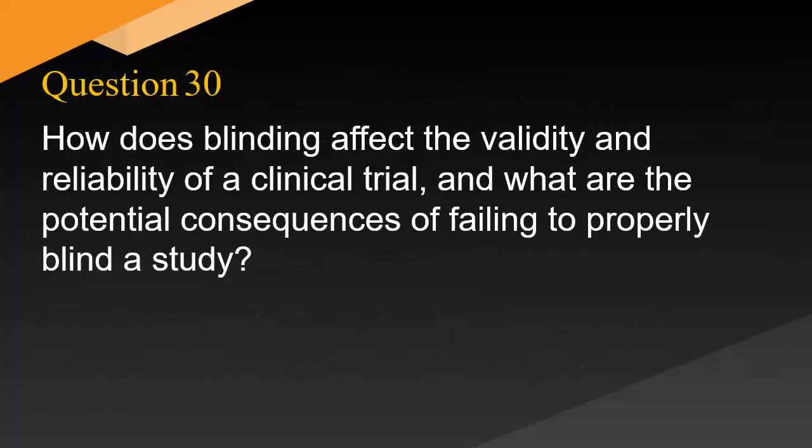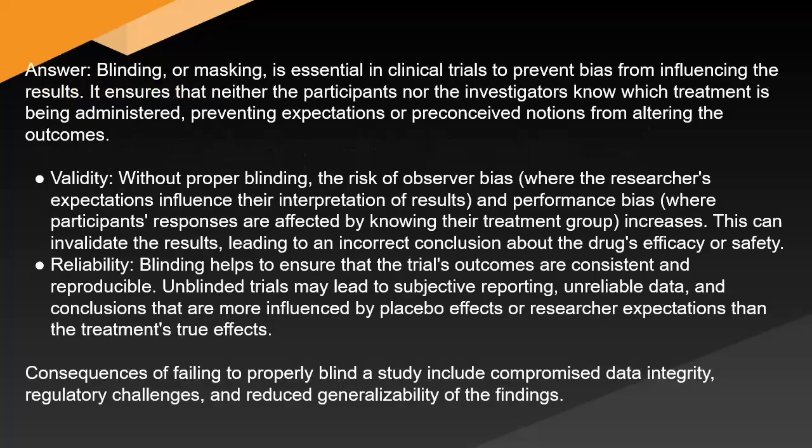How does blinding affect the validity and reliability of a clinical trial, and what are the potential consequences of failing to properly blind a study? Answer. Blinding, or masking, is essential in clinical trials to prevent bias from influencing the results. It ensures that neither the participants nor the investigators know which treatment is being administered, preventing expectations or preconceived notions from altering the outcomes. Validity.